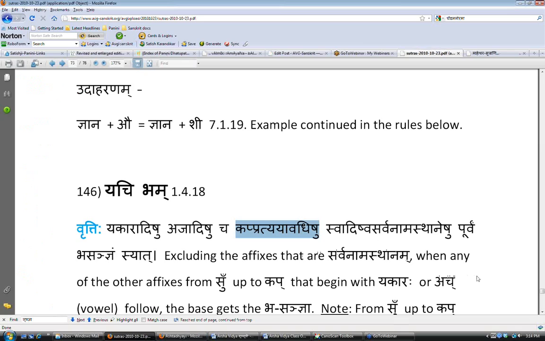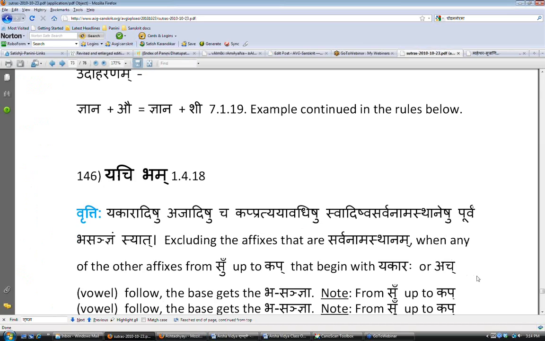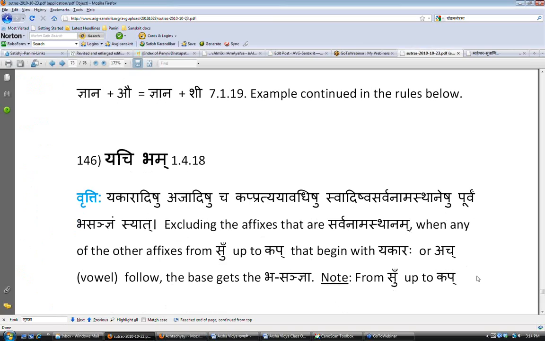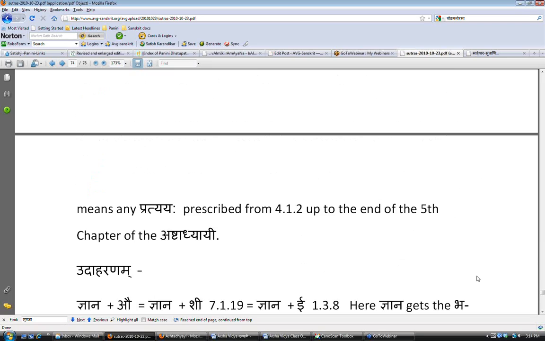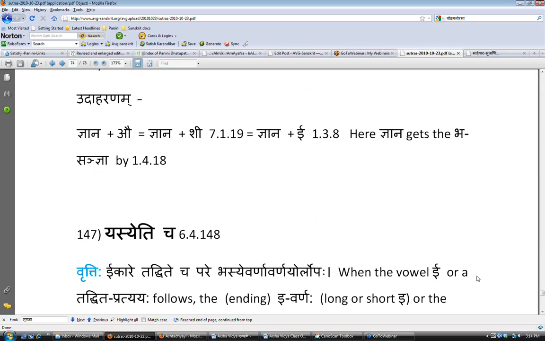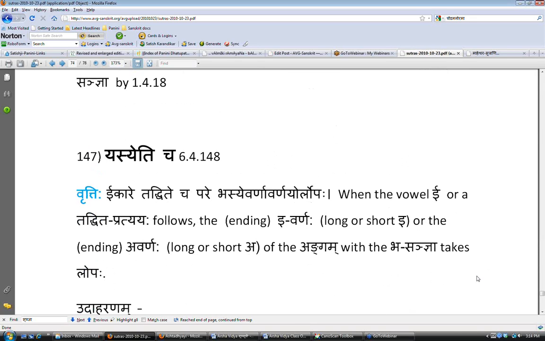So, excluding the Sarvanamasthana, when any other affix from Su up to the end of the 5th chapter follows, beginning with Yakara or Ach, the Anga gets Bhasanya, and we already did that. Now, Yasya Ticha. That Yasya is a samasa between the E and the A. This means E varnantasya, A varnantasya, Angasya. We are in the Angasya Adhikara. Please don't forget, the Angasya Adhikara goes from 6.4.1 to the end of 7.4.